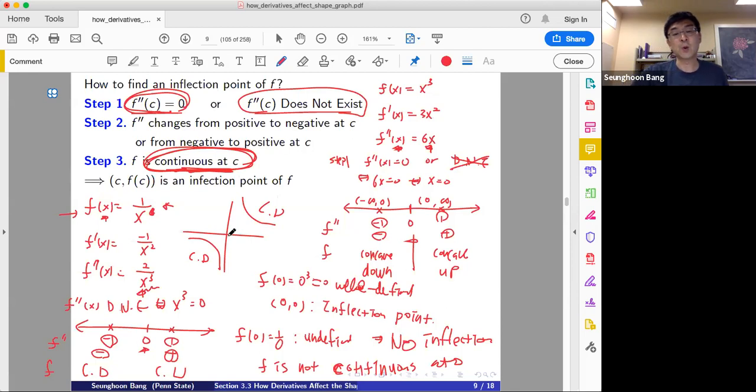How can you find the inflection point? Concavity changed. One more: the graph is well connected, the function value exists, and the function f is continuous.